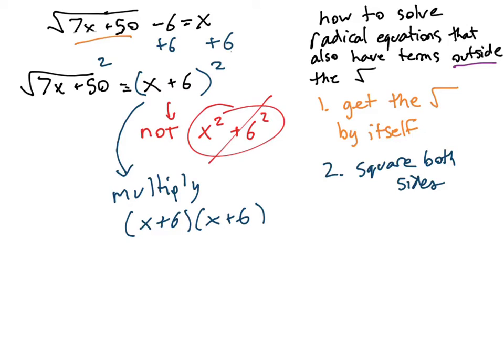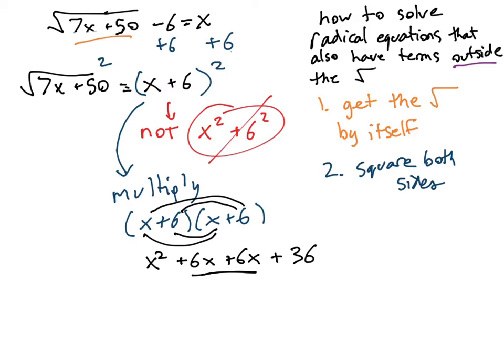And to multiply this polynomial out, we have to distribute. x times x gives us x squared. 6 times x is plus 6x. x times 6 is plus 6x. And 6 times 6 gives us plus 36. We can combine together these like terms, 6x plus 6x, to get 12x.